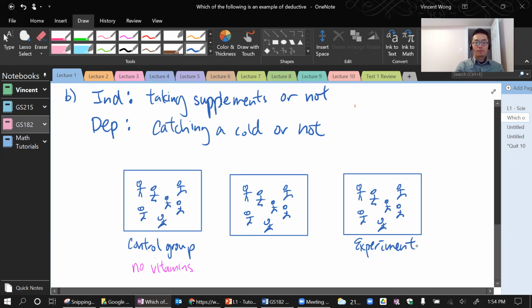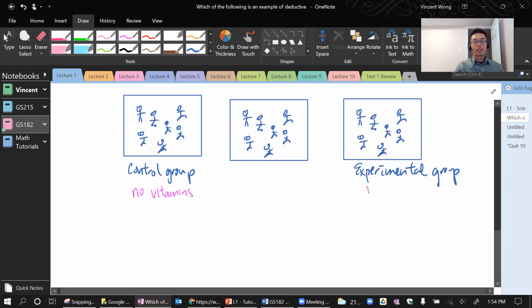Next, we have the experimental group. What should we give to the experimental group? That's the people that we are going to give vitamins to. Okay, the supplements, right? And the third group, that's what Christian is suggesting in the chat, that is the placebo group.